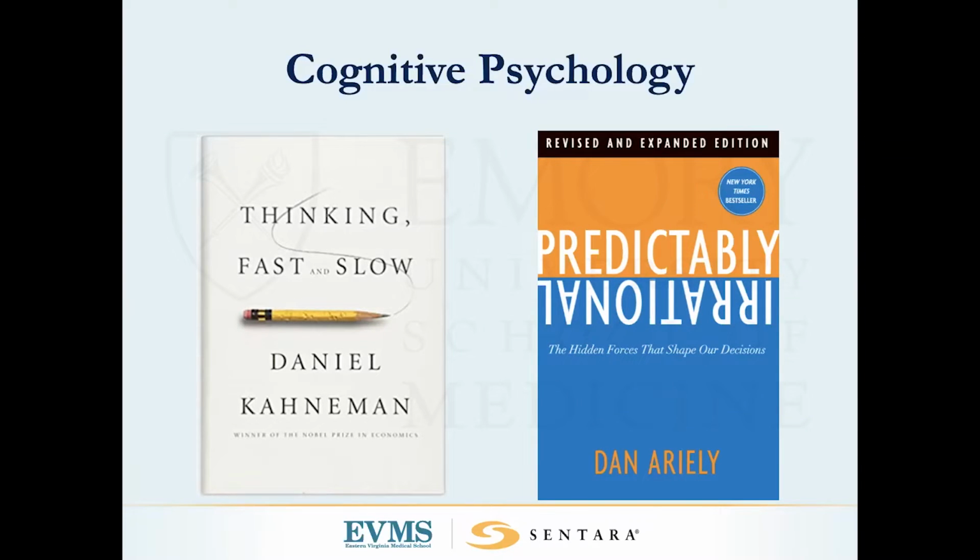Daniel Kahneman is a Nobel Prize winner in economics, and basically the inventor, or one of the founders, of the field of cognitive psychology. He's a professor at Princeton. Dan Ariely from Duke wrote this book, Predictably Irrational. We actually aren't as rational as we would like to think, but in fact, we are predictably irrational, and figuring out those predictably irrational characteristics of our thinking is what cognitive psychologists do.